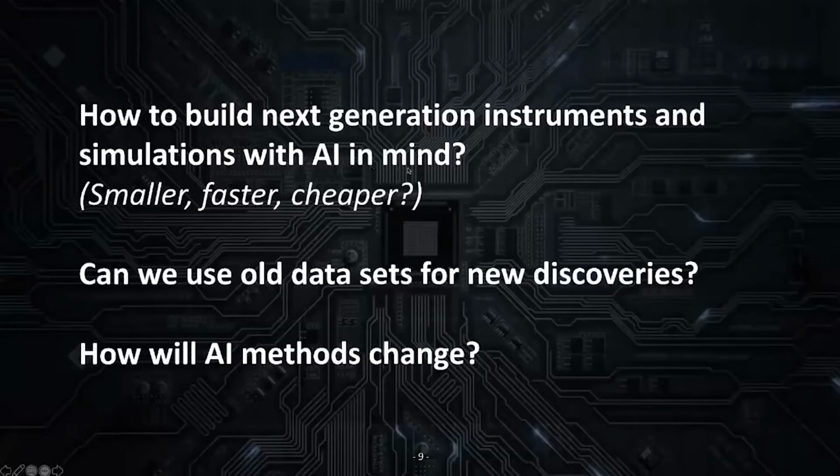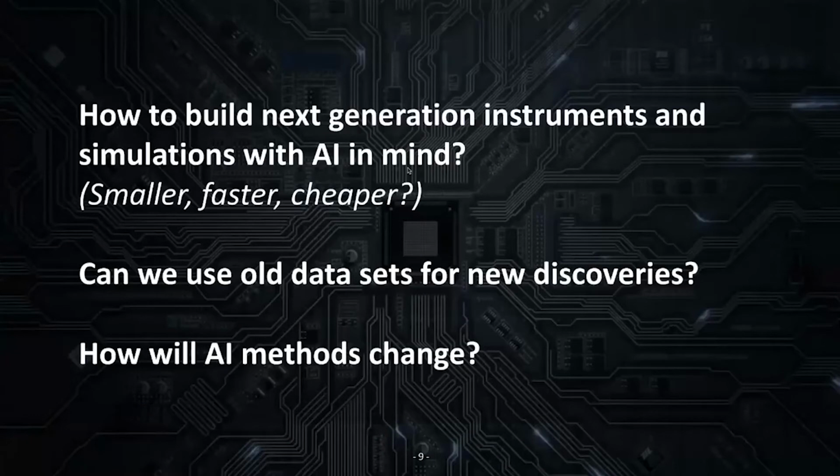So some high-level questions are, how do we build the next generation instruments and simulations with AI in mind? Can we build instruments that are much smaller, cheaper, or faster because we know, rather than using them after the fact, as in the neutrino experiment, that we're actually designing it with the idea that we can use AI methods to analyze the data? Can we use old data sets for new discoveries, so reusing data in new problem domains and to make different types of discoveries?